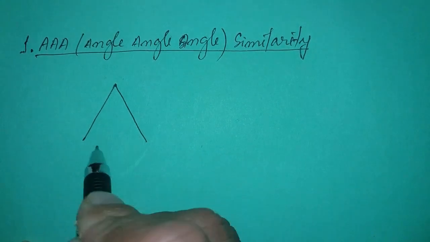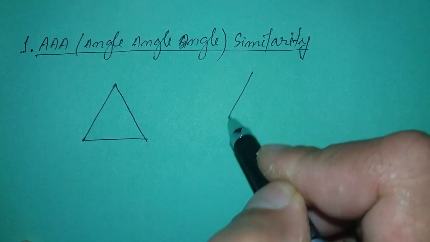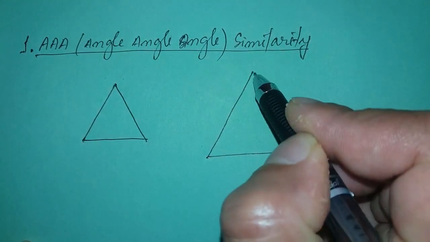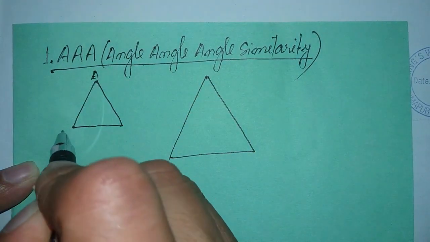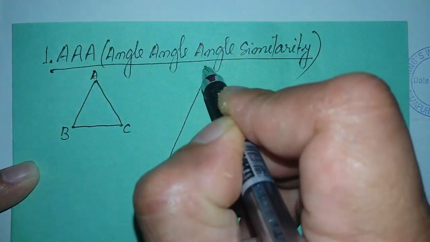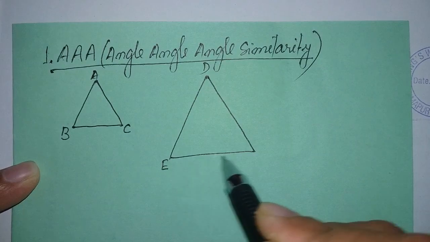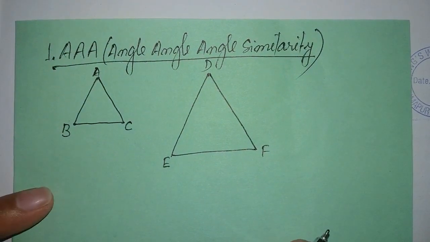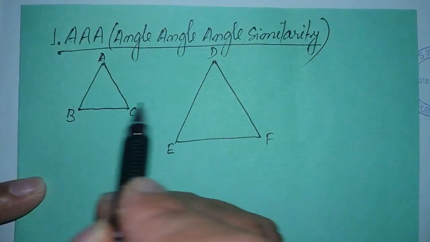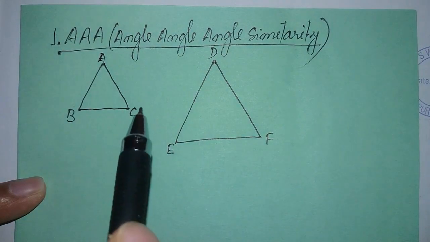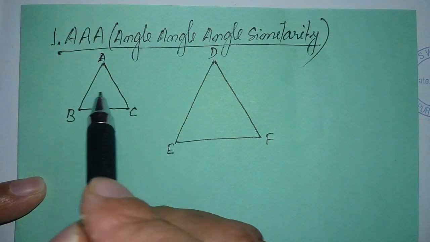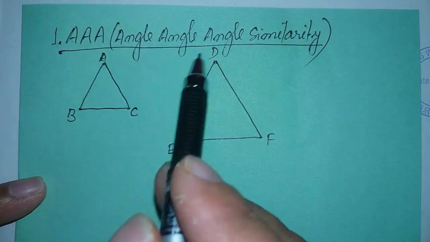This theorem: triangles ABC and DEF. Now these two triangles will be similar if the corresponding angles are equal. That is what the theorem says.